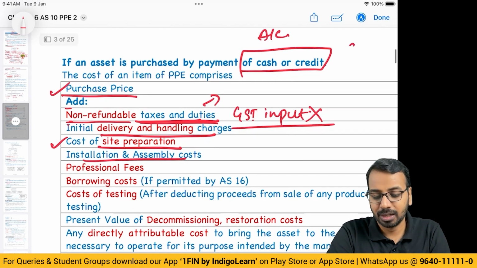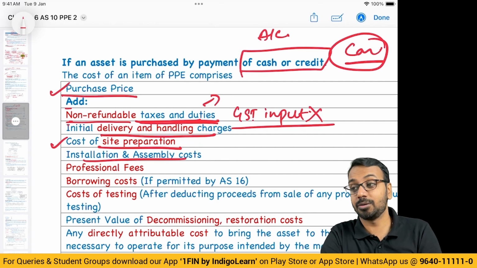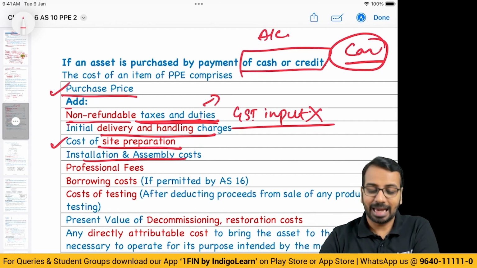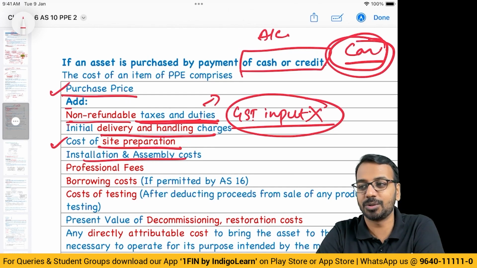Okay, for example, you pay GST on car. Tell me one thing, can we take credit on purchase of car for office use? Let me see how good have you revised GST. Can we take GST input on car purchased for office use?